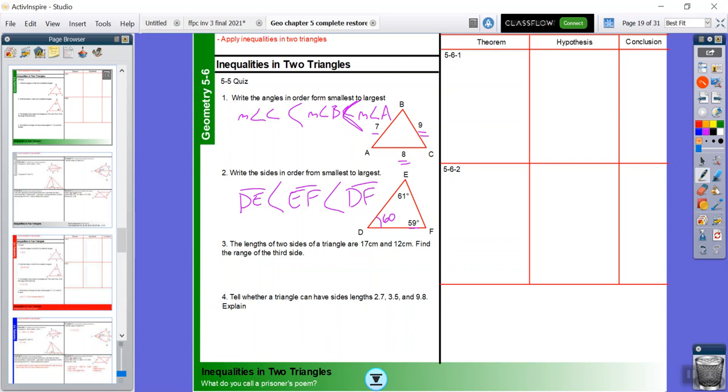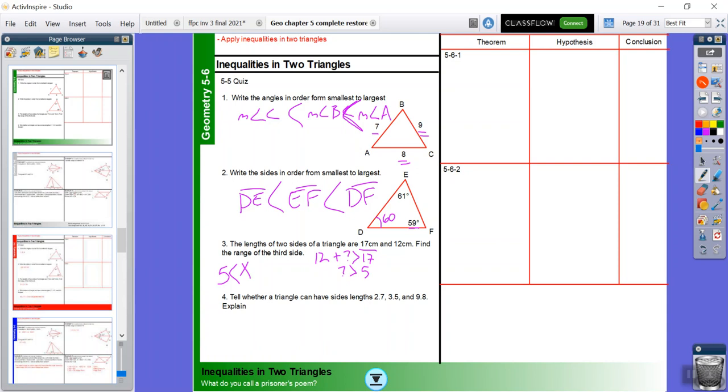The lengths of two sides of a triangle are 17 and 12. Find the range of the third side. The first thing we can do is assume that 17 is the longest side. If 17 is the longest side and the other side length is the smallest, I know that 12 plus that other side, let's put a question mark, has to be greater than 17, which means that question mark has to be greater than 5. So at a very minimum, our side length has to be greater than 5.